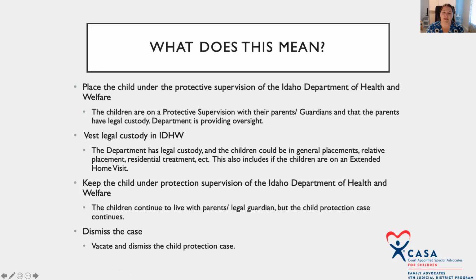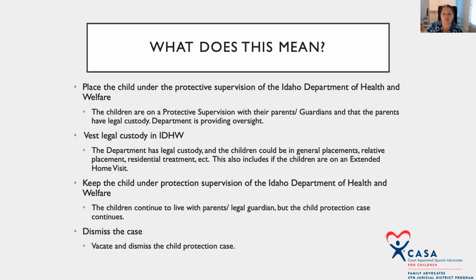So what do some of these things mean? Place the child under protective supervision of Idaho Department of Health and Welfare. This is when the child is on protective supervision with their parents or legal guardian, meaning that their parents or legal guardian would have full legal custody over the child, but the department is still providing oversight. They're still checking in on the family if maybe they haven't fully completed their case plan and the things that they need to close the case. This could be beneficial for the family, just because they do still have that oversight.